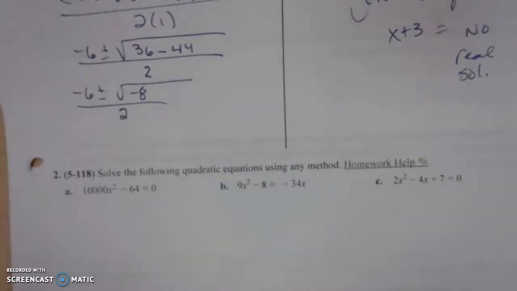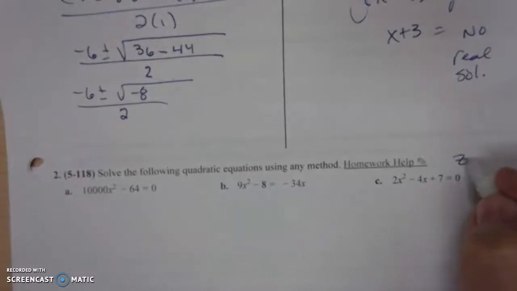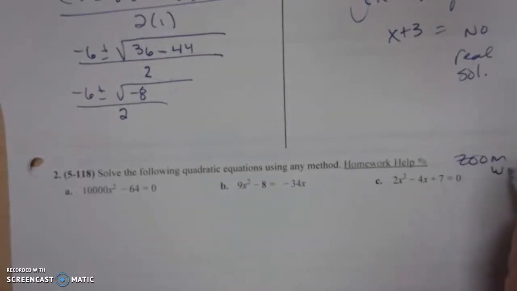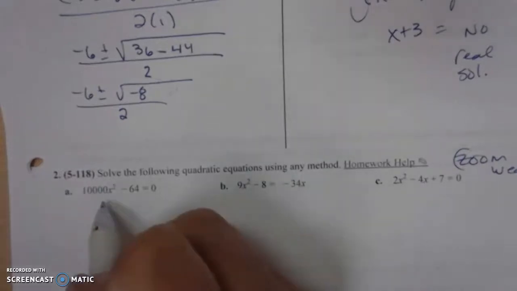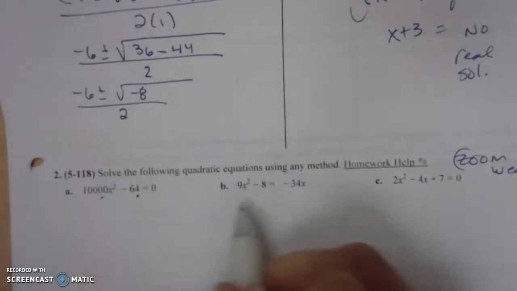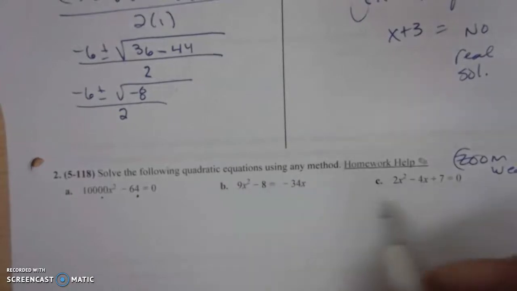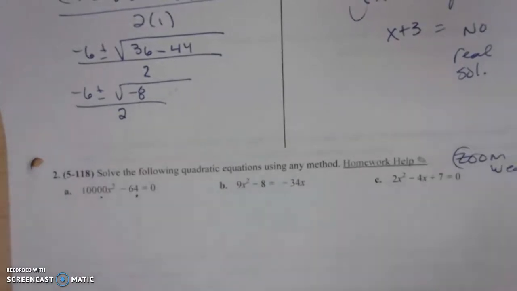So these 3 problems down here, I'm going to have you work on them. I will work on them on Zoom with you, probably on Wednesday Zoom. And I'll give you a hint: this is a perfect square, that's a perfect square. Solve for 0 and then choose what method.